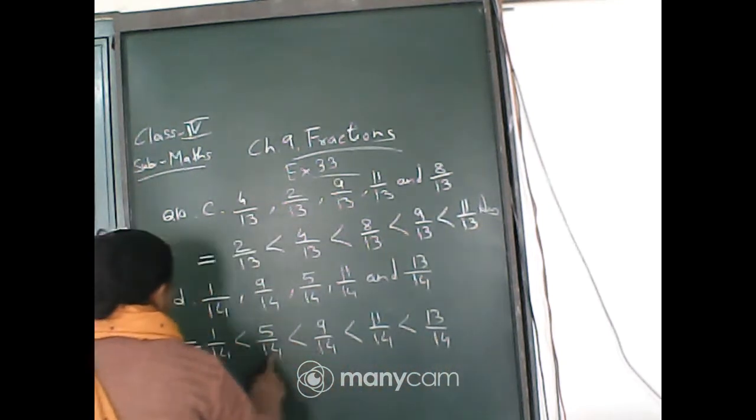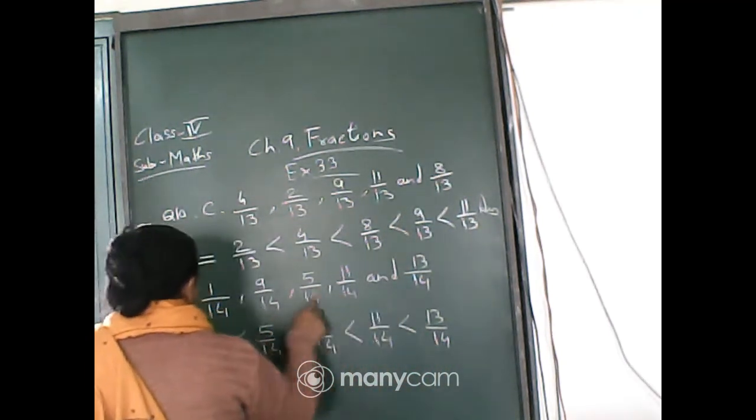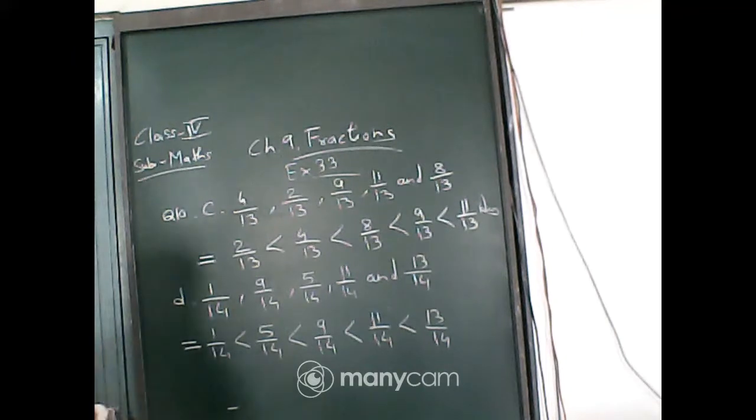1, 2, 3, 4, 5 terms. Okay. So this way you will arrange the fractions in ascending order.